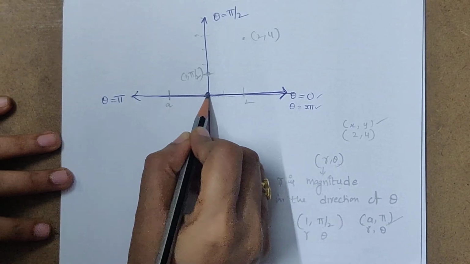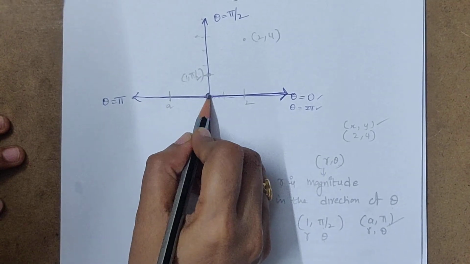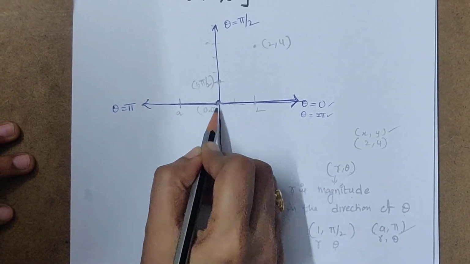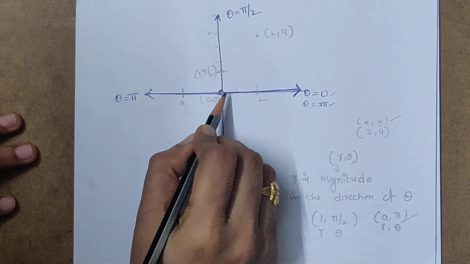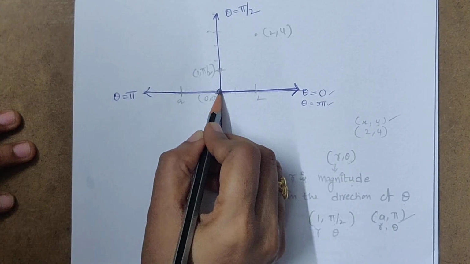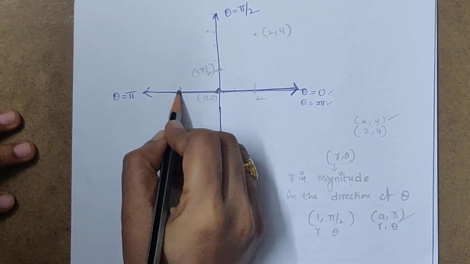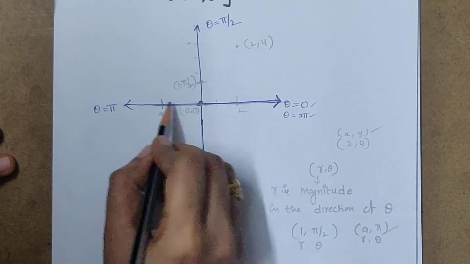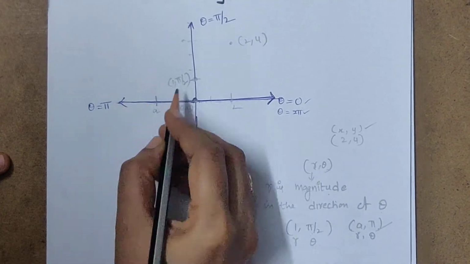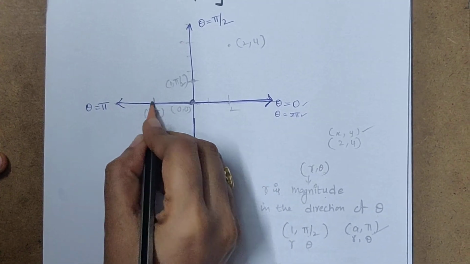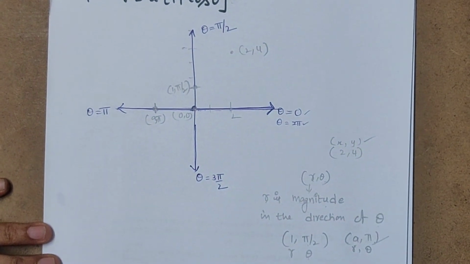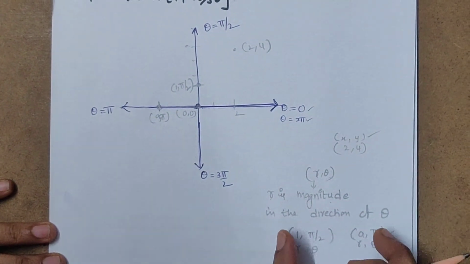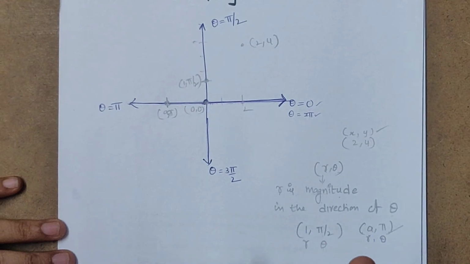Generally in the Cartesian plane we call this the origin 0, 0. In the polar plane we call this the pole. So, from the pole take the magnitude a units in the direction of pi. So, a, pi means this is the point. This is the way of placing points in the polar plane.